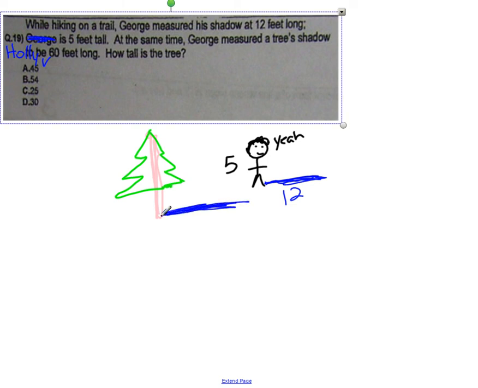All right, it has a shadow of 60. So, whatever. So he started out as George and then he changed.